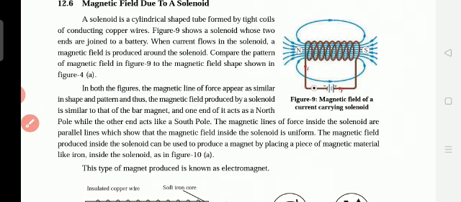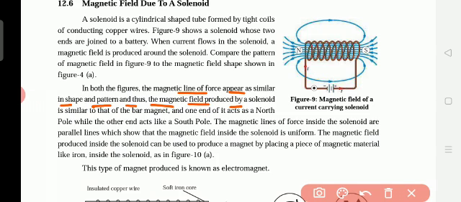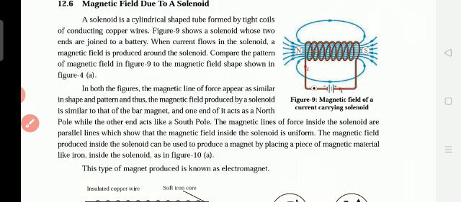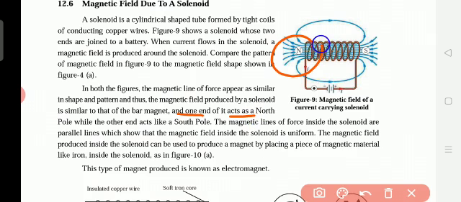In both the figures, the magnetic lines of force appear in similar shape and pattern, and thus the magnetic field produced by a solenoid is similar to that of a bar magnet. The bar magnet's magnetic field is like this, it is coming. It is similar to the solenoid also. One end acts as a north pole and the other end acts as a south pole.